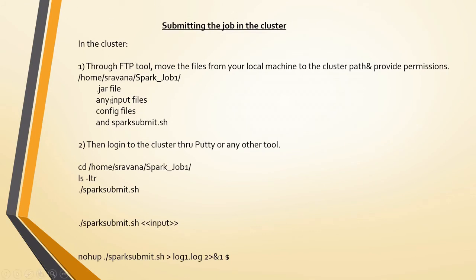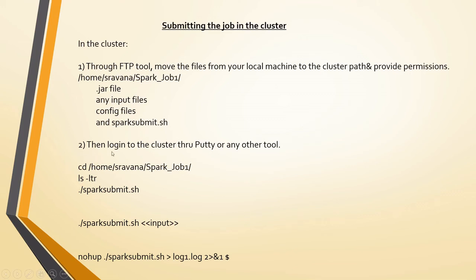So in the cluster we will have an FTP tool, like WinSCP or something like that, or any FTP tool. From your local machine, log into that, and let's say inside your C drive or E drive you will have this Spark job folder with whatever details. From there move the jar file or all the required files, along with this spark submit shell script, to the cluster path, and make sure that you provide 755 permission to all these files, chmod 755 and the file name.